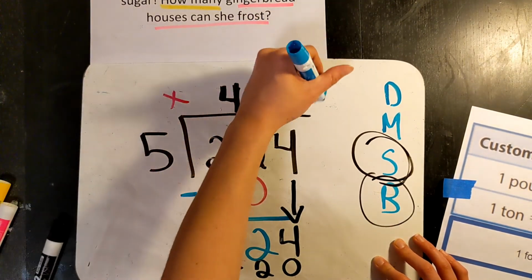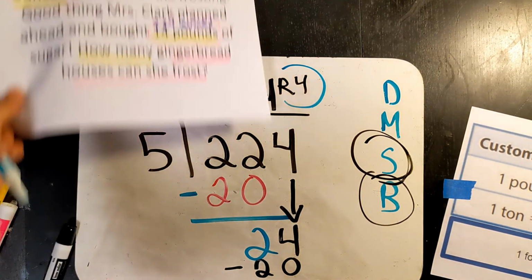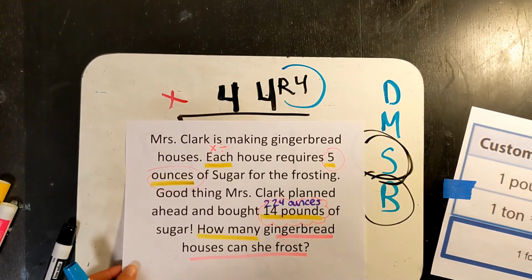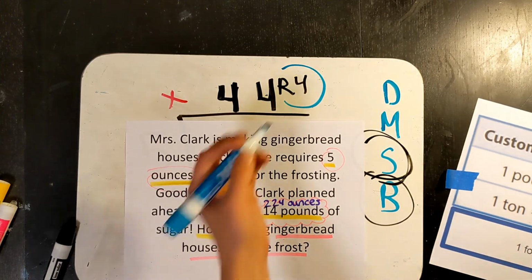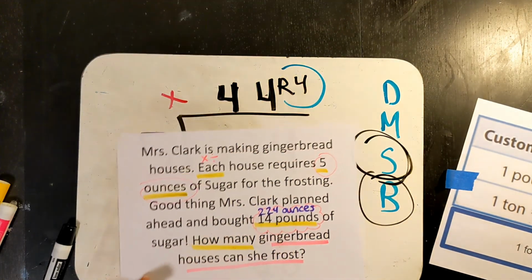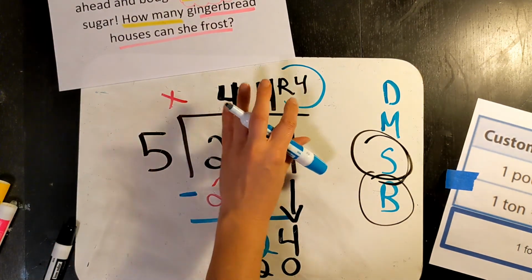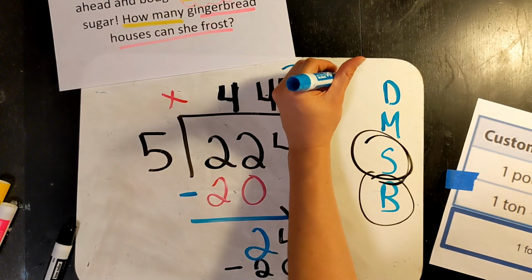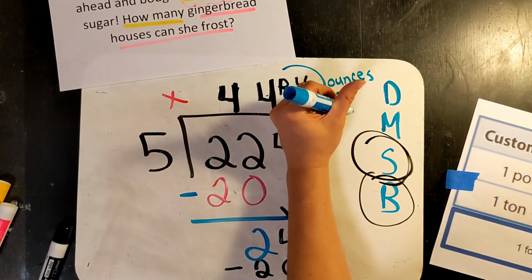Remainder 4 what? What does that remainder 4 signify? I have 4 left over what? The 4 stands for ounces of sugar. So I can make my 44 gingerbread houses, and then I have 4 ounces of sugar left.